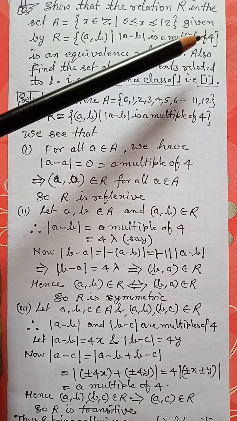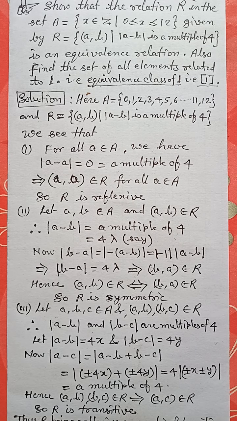Is an equivalence relation on A. Also find the set of all elements related to 1. That is equivalence class of 1 denoted by this bracket and 1. Let us proceed for its solution.